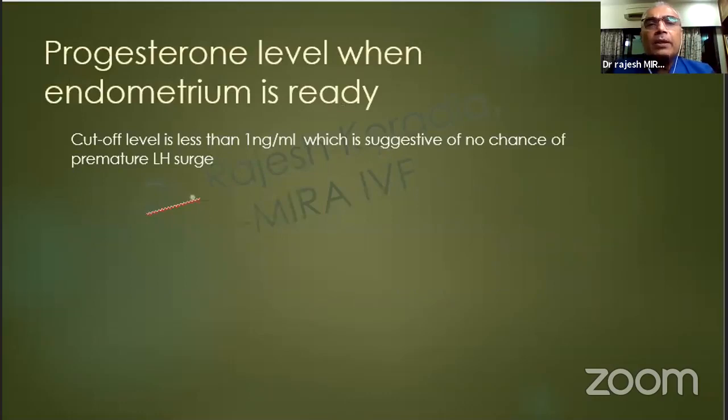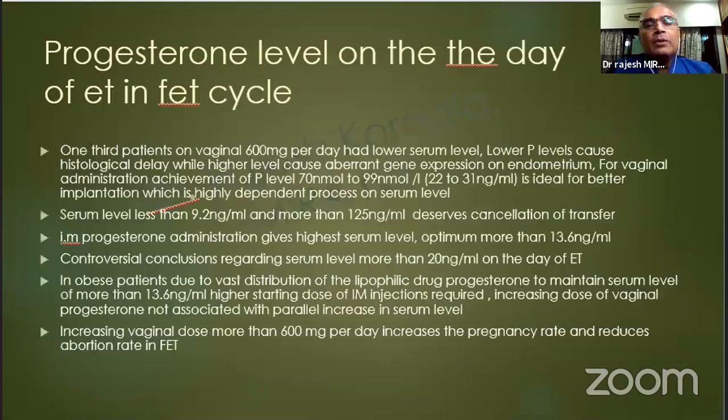What is the progesterone level when the endometrium is ready in a frozen embryo transfer cycle? The cutoff is 1. If the progesterone is more than 1, there are more chances of luteinization, or you can say there are more chances of secretory transformation of the endometrium, in a frozen embryo transfer cycle I'm talking. So again, this is a very important slide. What is the significance of the progesterone level on the day of ET in the FET cycle?